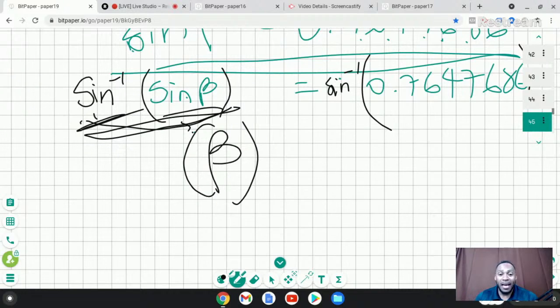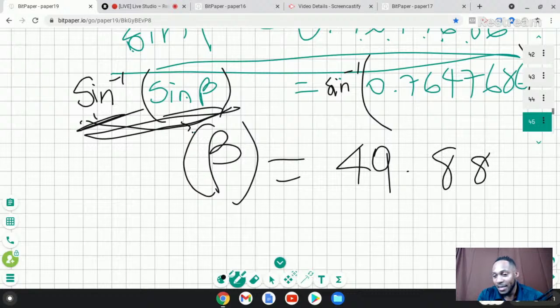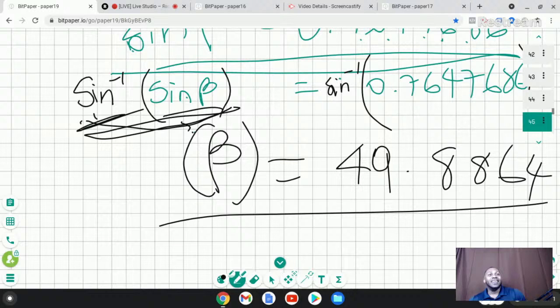So now I'm going to go to my calculator and plug in the inverse sine of 0.76. Actually, that's not what I just put. The inverse sine of 0.764768, and that gives me beta is equal to 49.8864. Now, here's the deal. Let's look to see if that looks like a 49-degree angle.